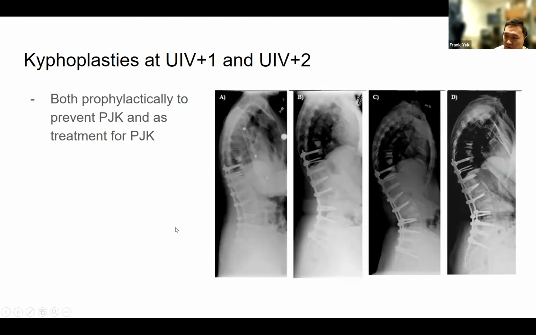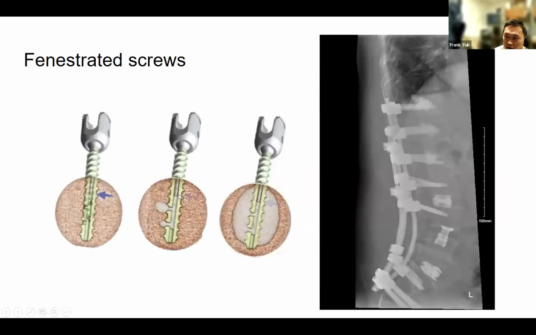One way to potentially prevent fractures from happening at UIV and UIV plus 1 or 2 is to prophylactically treat those levels and do kyphoplasties during the index surgery at the level or the level above to try to prevent fractures from occurring. But you can also do them as treatment for PJK as long as they don't have neurologic deficits. You could try to do kyphoplasties at those levels to prevent further PJK from occurring.